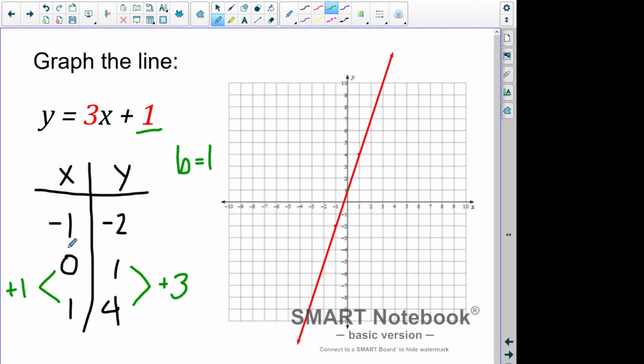And I can see that relationship here too. From -1 to 0, my x is increasing by 1, plus 1. And from -2 to 1, my y value is also increasing by 3. So I can see that every time x changes by 1, my y value changes by 3. So every time I go 1 in x, I'm going to go 3 in y. And we see that here. Every time my x changes by 1, when my x goes from 0 to 1, my y value goes from 1 to 4. So this is my 1 and this is my 3.